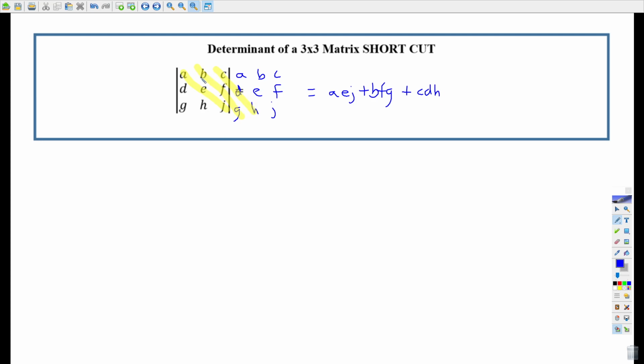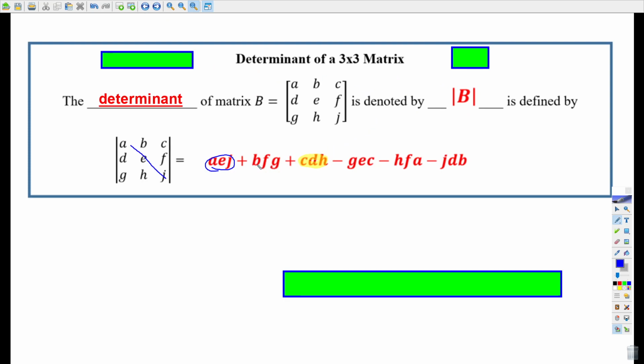It's probably better if you line them up a little bit better so you can see the diagonals. So once you have those 3, that takes care of the 3 that get added together. Now we have to do the ones that are subtracted. So if you look back here, we took care of these first 3, but now we have to do these last 3. So where does that come from? Well, GEC is the next one.